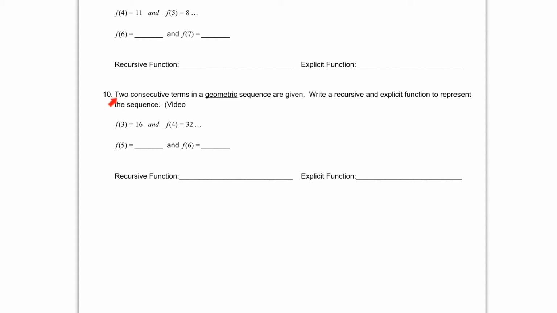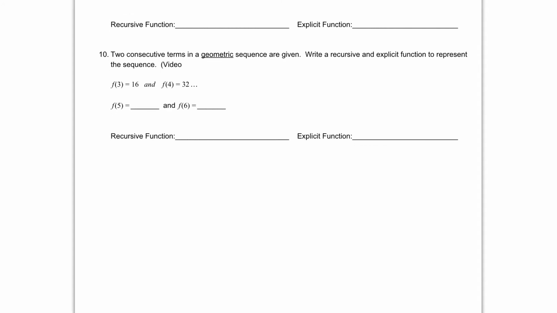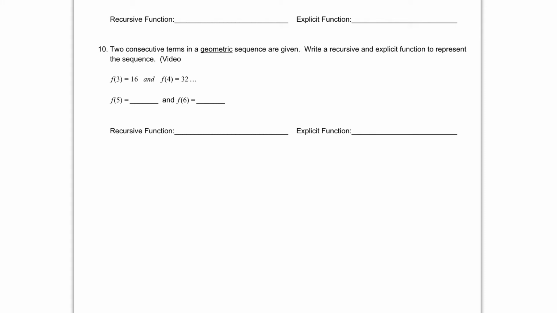In number 10, it says two consecutive terms in a geometric sequence, so now we're going to geometric instead of arithmetic, are given. Write a recursive and explicit function to represent the sequence. So like we did in the last one, I think making a table is going to be the easiest thing for us to do. So let's create that table, and we'll just use our x and our f of x again.